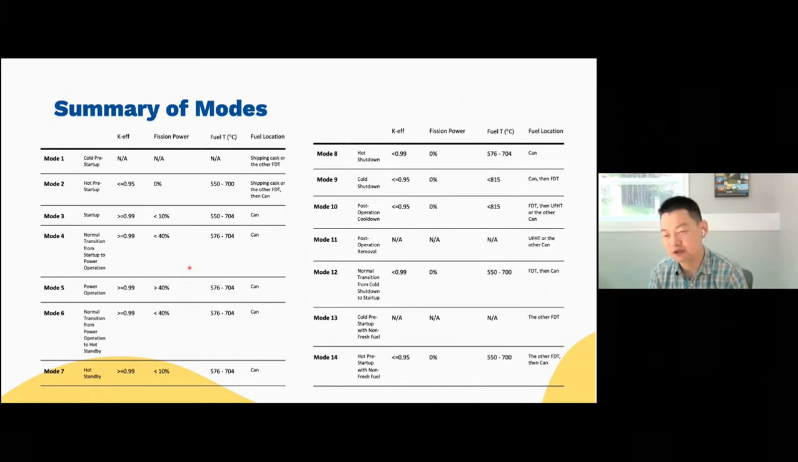arises from normal operation. So for each mode, for each operational mode, we will think about what can happen, what bad things can happen, what PIEs can we have from each of the modes. So then you will have a systematic approach to identify everything. And then you also have the initial conditions for your accident analysis.